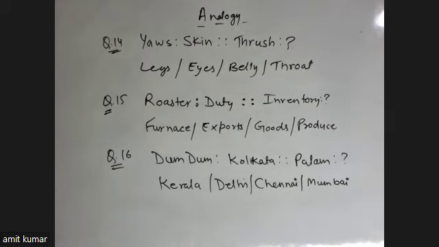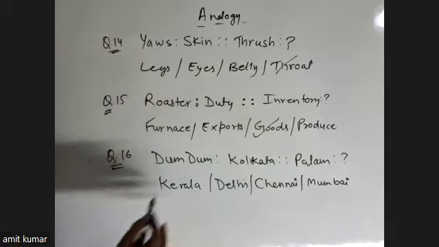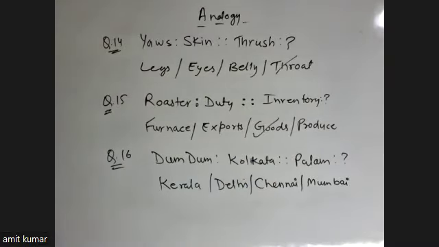Roster is a list of duties and inventory is a list of goods. Goods. Very good. Now Dum Dum is related to Kolkata. What does it mean? How are they related? What's the relation? What is Dum Dum, beta? Can you please explain the 15th question once again?